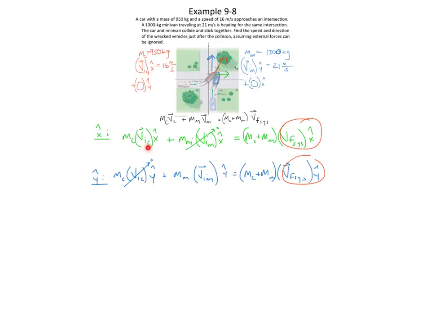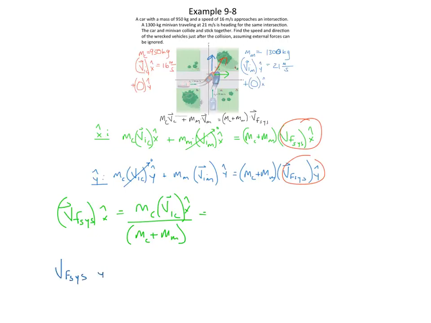So for the final velocity of the system, x hat, that equals mass of the car times initial velocity of the car, x hat, all of which we know, divided by this stuff right here, the combined mass of them both. Mass of the car plus mass of the minivan. We do the same thing for the y. All right? Final velocity of the system in the y hat direction.